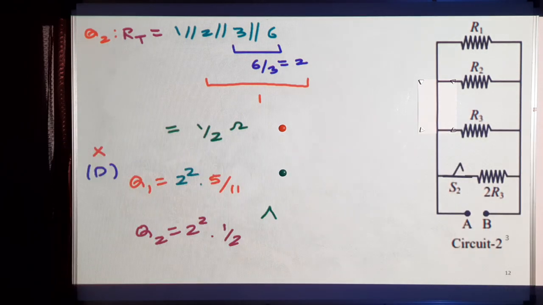For statement D, we have to find Q2, that is when this switch is closed. We have to find the effective resistance. All four are in parallel, so the effective resistance is half ohms. Q1 is I square into R when this switch is closed, which is 5 by 11 calculated previously, and Q2 is I square into this R, which is half. So 5 by 11 is less than half. So Q2 is more than Q1, and statement D is not true.